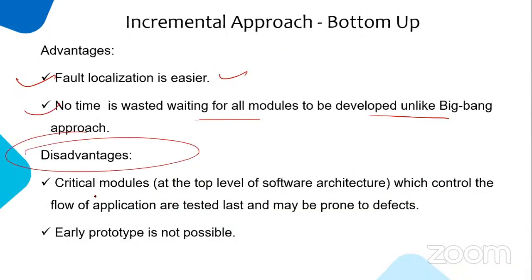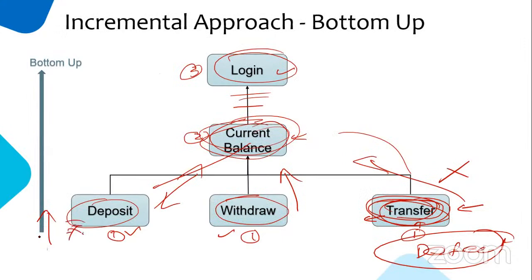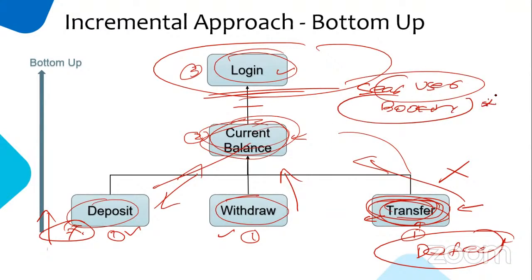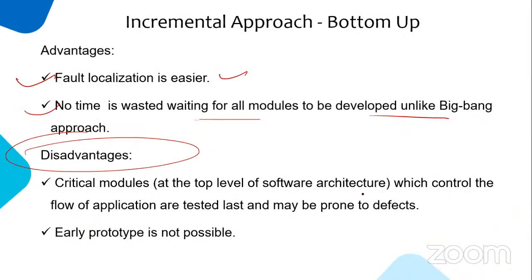It has a drawback. Actually, this is an important module, no doubt about it. But what if some others, like search, user, booking, are also important modules? The problem is that these are tested at the end. At the top level of the software architecture, if critical modules are there, we are testing them at the end. We are not giving more importance to those modules in the starting itself, right? So there is a higher chance of defects.